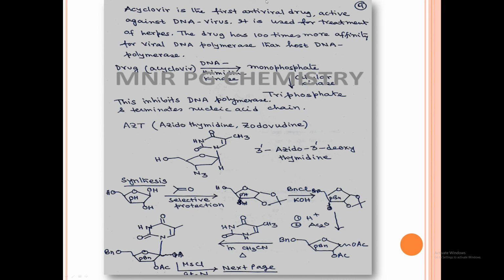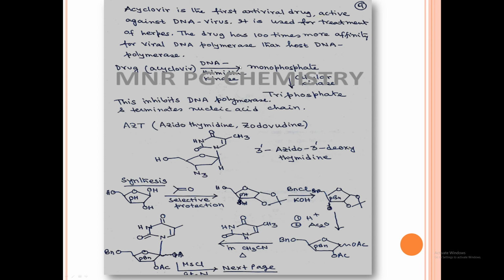Now acyclovir is the first antiviral drug active against the DNA virus. It is used for the treatment of herpes. Herpes is caused by a DNA virus, like smallpox, chickenpox, conjunctivitis, cold. This drug has 100 times more affinity for the viral DNA polymerase. We also have DNA polymerase, but acyclovir has more attraction towards the viral DNA polymerase than human DNA polymerase.